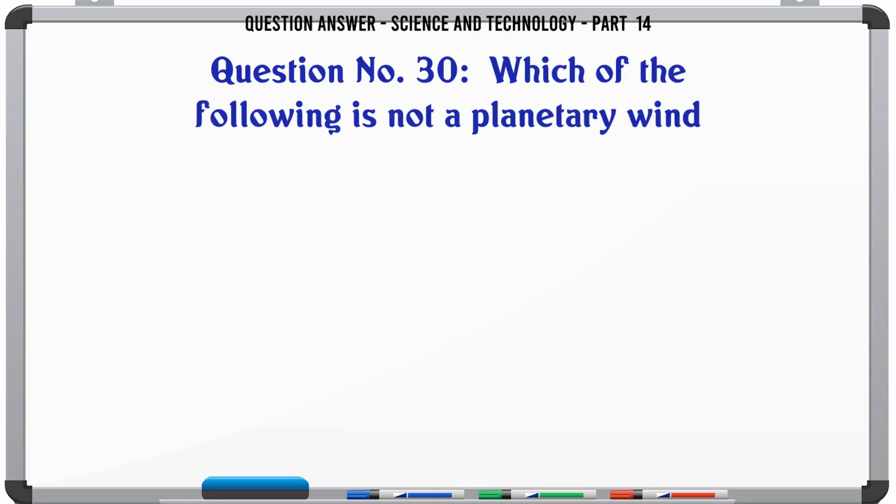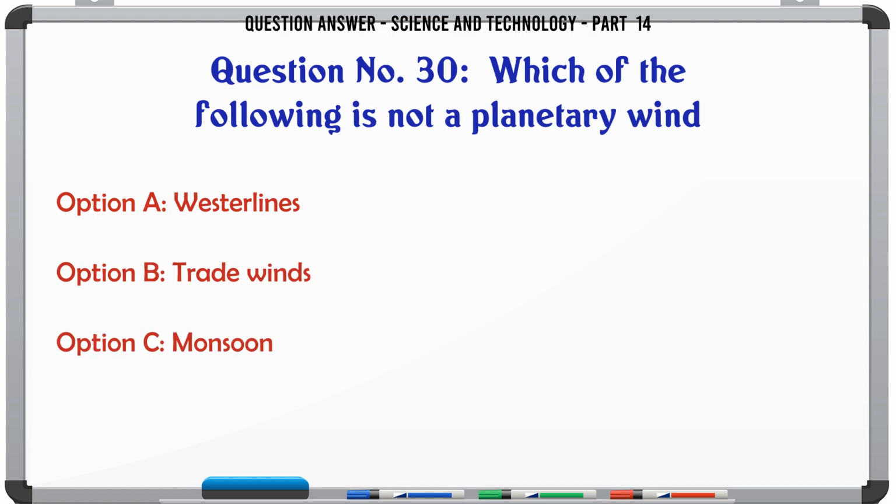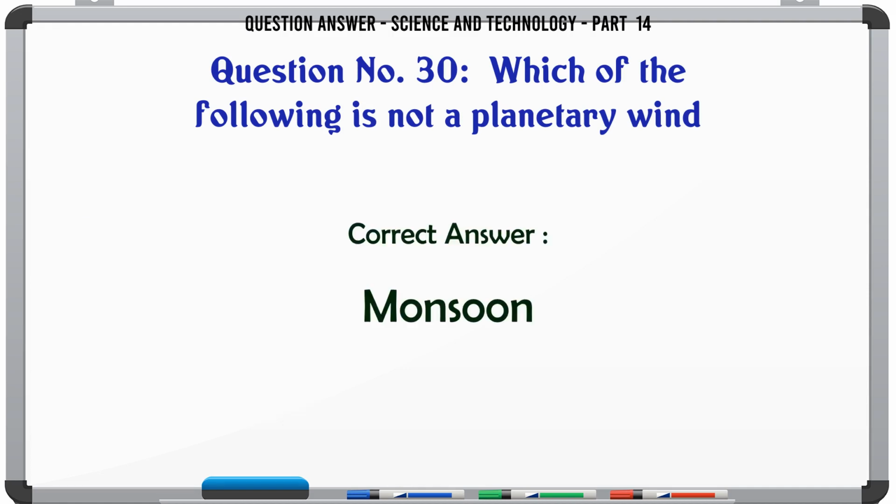Which of the following is not a planetary wind? A. Westerlies. B. Trade winds. C. Monsoon. D. Polar easterlies. The correct answer is monsoon.